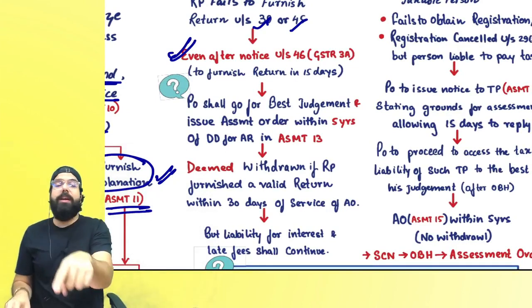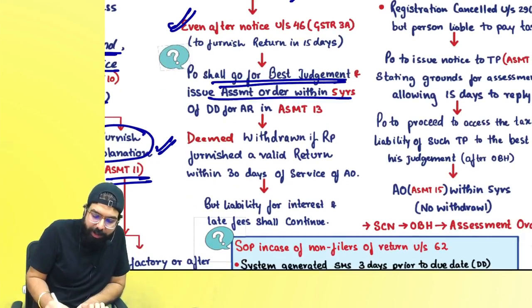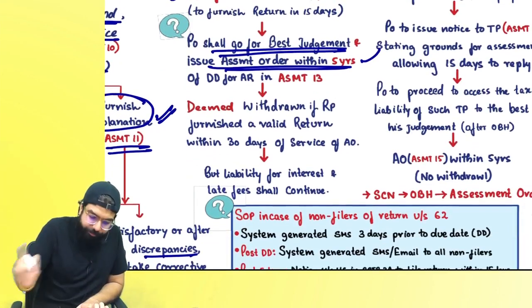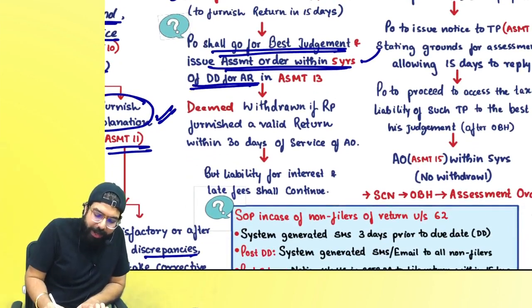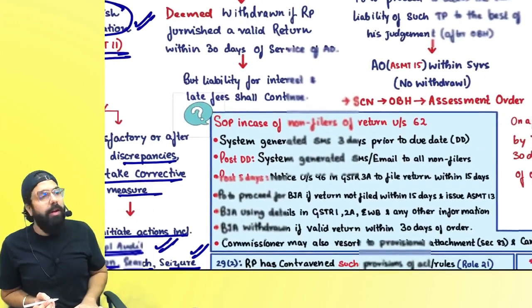But if you don't file the return within 15 days, then the officer will do best judgment and issue an assessment order within how much time? From the due date, within 5 years from the due date in ASMT 13. So the best judgment assessment order is given in ASMT 13.